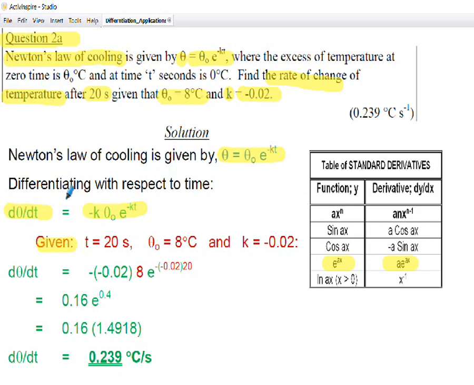We're then given that t is equal to 20 seconds, theta naught is 8, and k is equal to minus 0.02. And now simply put those values into our expression. So put the k value in, look out for the double negatives there, put the theta naught value in, and again the k and the t go in the exponential. Evaluating our function, evaluating the exponential, and simplifying, we end up with d theta by dt is equal to 0.239 degrees C per second.